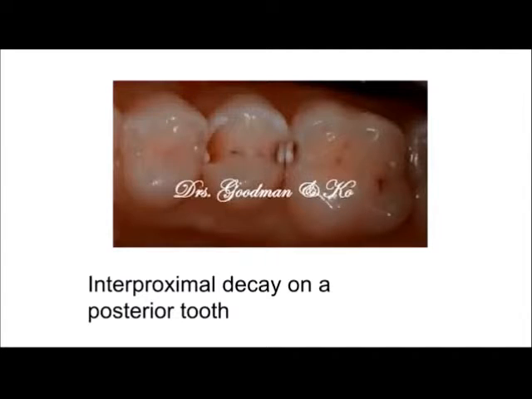Here we have interproximal decay on a posterior tooth. And if we say that the midline is this way, then this must be the distal side of that tooth, and this must be the mesial side of that tooth. Here, this is the mesial side. So we would call these MOs, DOs, and MOs because we've got the mesial side and the biting surface, the occlusal side.